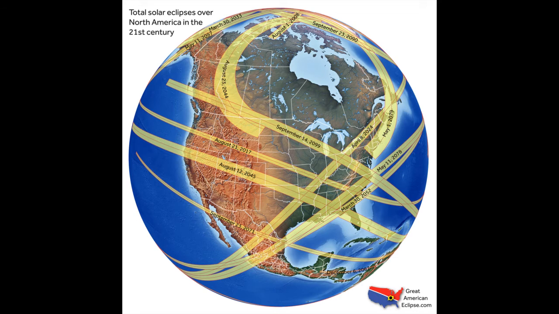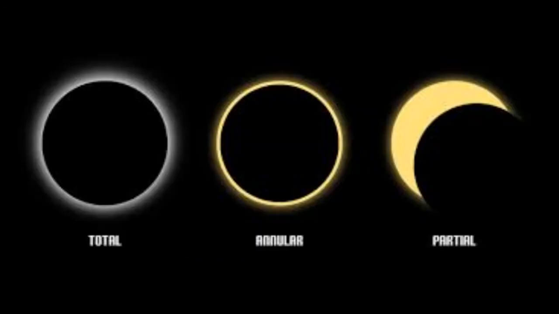And now we see the pattern of the total solar eclipses over North America in the 21st century. You can see the pattern looks similar to a ribbon, and we know a ribbon is around a gift or presence that the Creator has for her offspring. And we see the 3 different solar eclipses: total, annular, and partial.